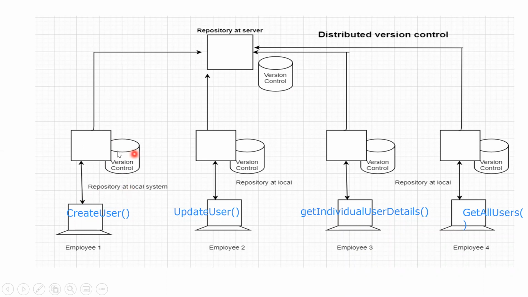So before committing anything to the main repository, they need to commit to their local repository, and then they can push the code here. Whatever history is available here, everything will be available here too. So if any failure comes, they can get it updated from any of the computers, from any employee's machine, and update it accordingly. This is why it is called distributed, because now it is distributed to everyone.